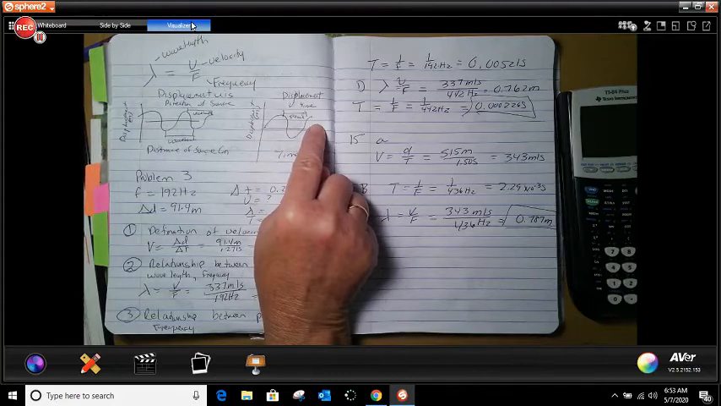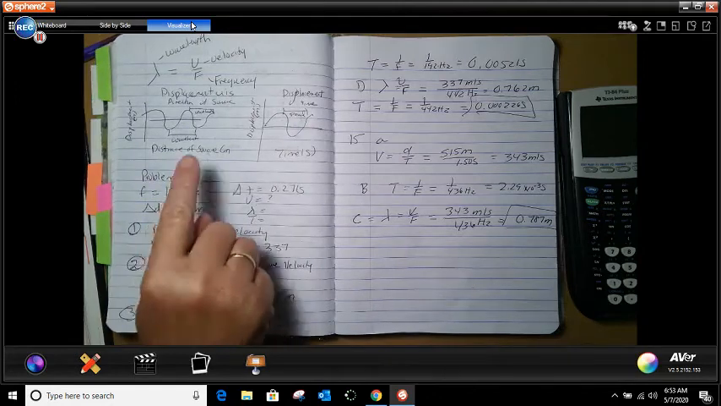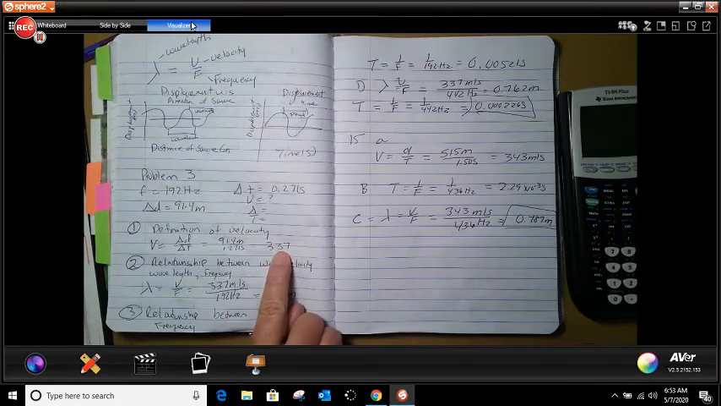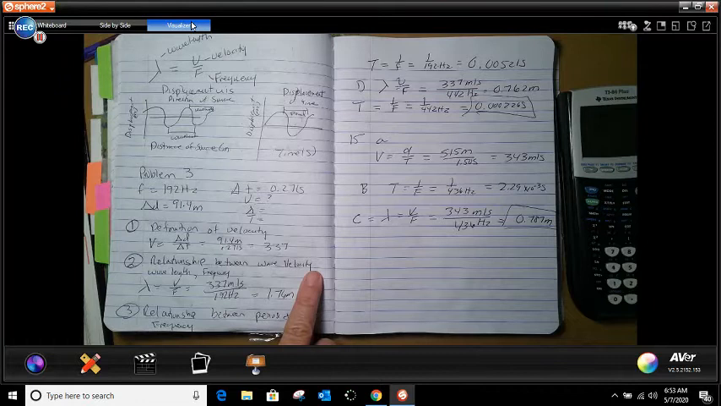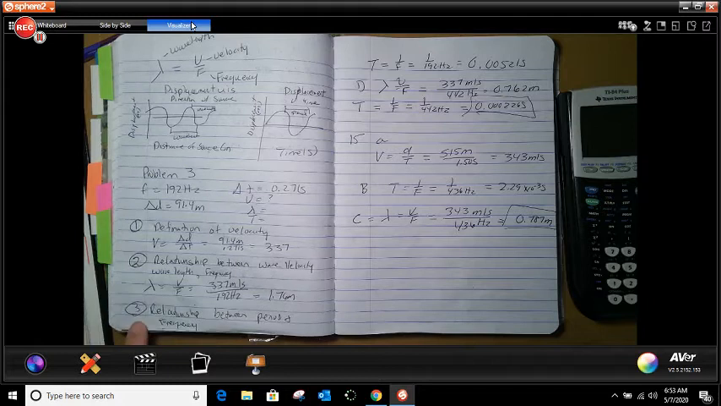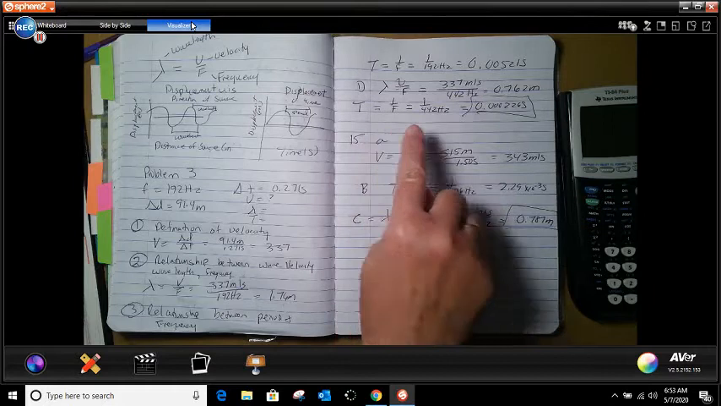Problem 3 tells us a sound wave has a frequency of 192 hertz and travels the length of a football field, 91 meters, in 0.271 seconds. The first thing we need to do is write down our variables, which we did. We need to define our velocity. We get 337. Next we use the relationship between wavelength, velocity, and frequency. Then we're going to go through and do our lambda, and then we're going to get our answer.